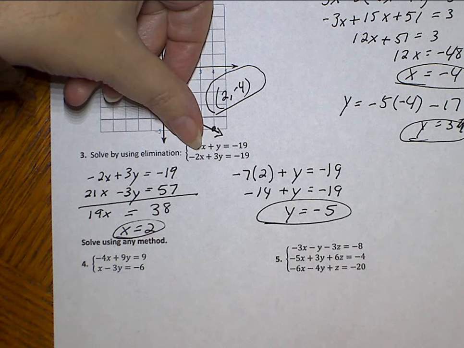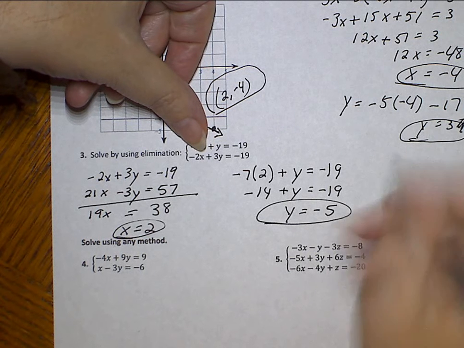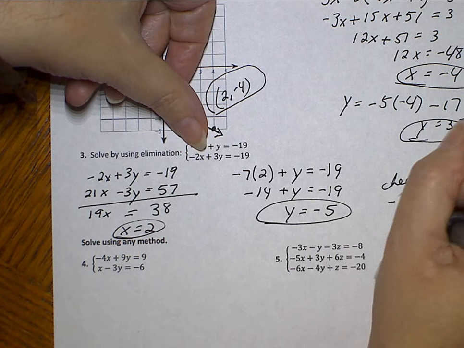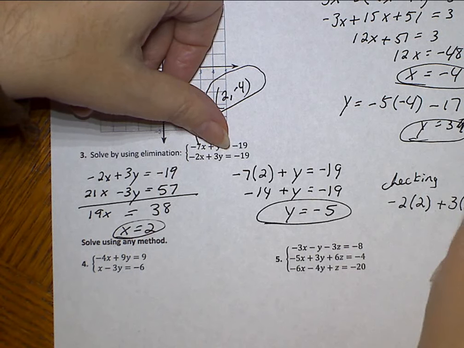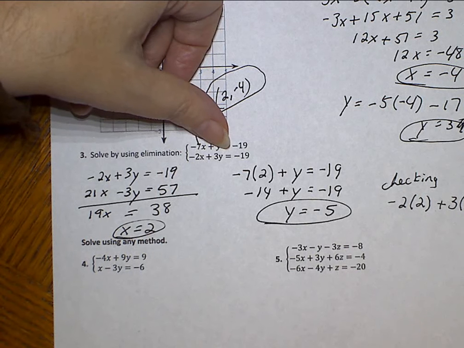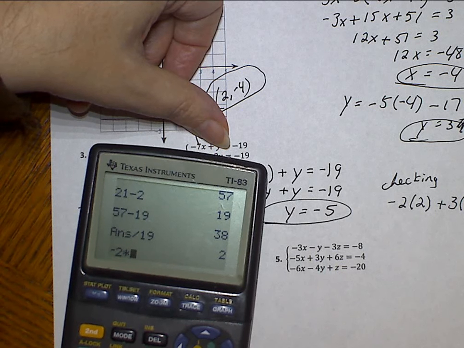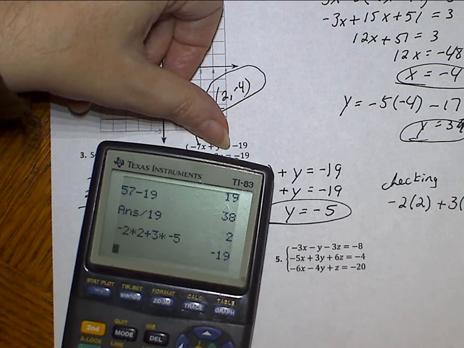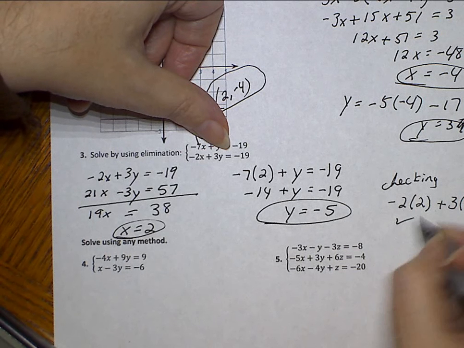I'm going to plug it into the bottom just to make sure it works. I'm just checking. So I have negative 2 times 2 plus 3 times negative 5. So I have negative 2 times 2 plus 3 times negative 5 equals negative 19. And that's what it's supposed to be. So that is right.